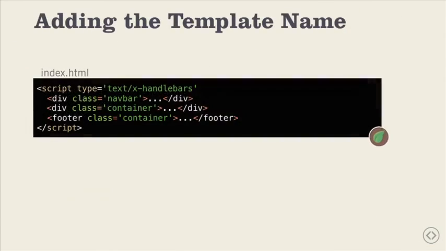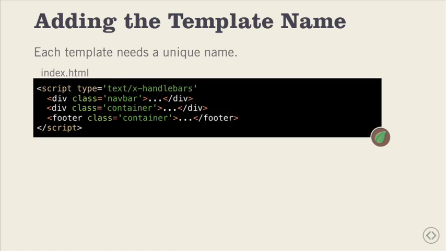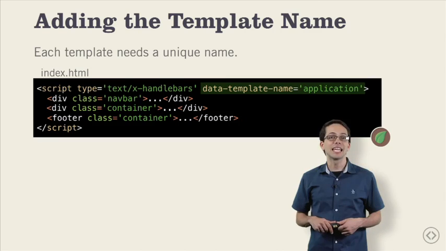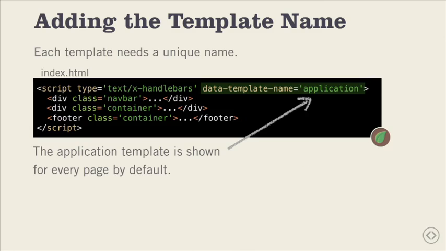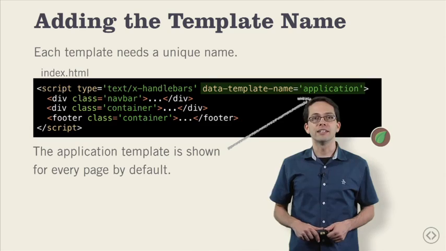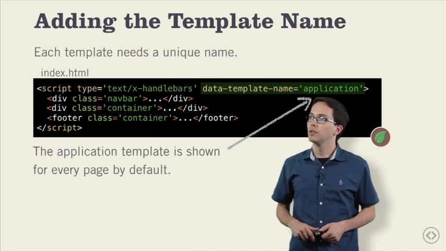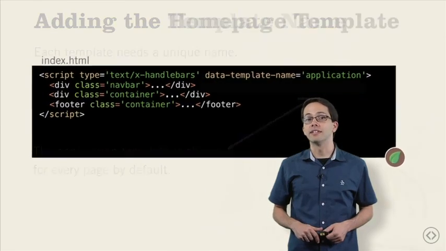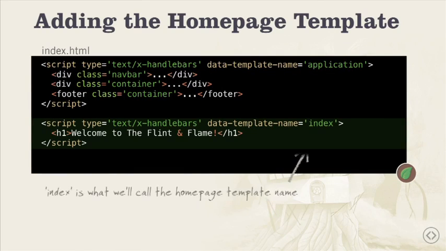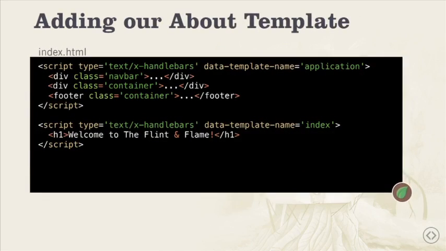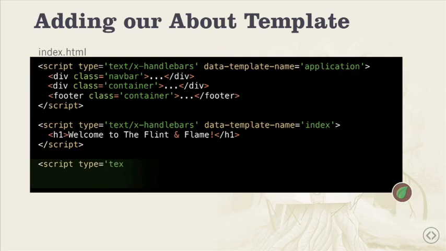So here we are back in the code, and we're going to add a data template name for our application, like so. This contains the main layout of our application and is going to be rendered on every page. Now we're going to create another template for our home page. We're going to give it the data template name of index, and inside of the script tag, we'll put the HTML for the home page. Next, we'll create the about template. Call it about, and put the proper HTML content inside the script tag.